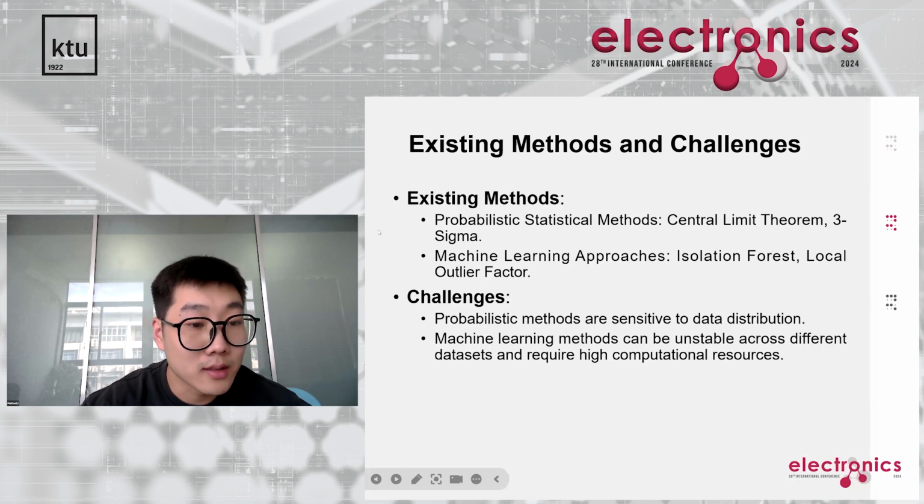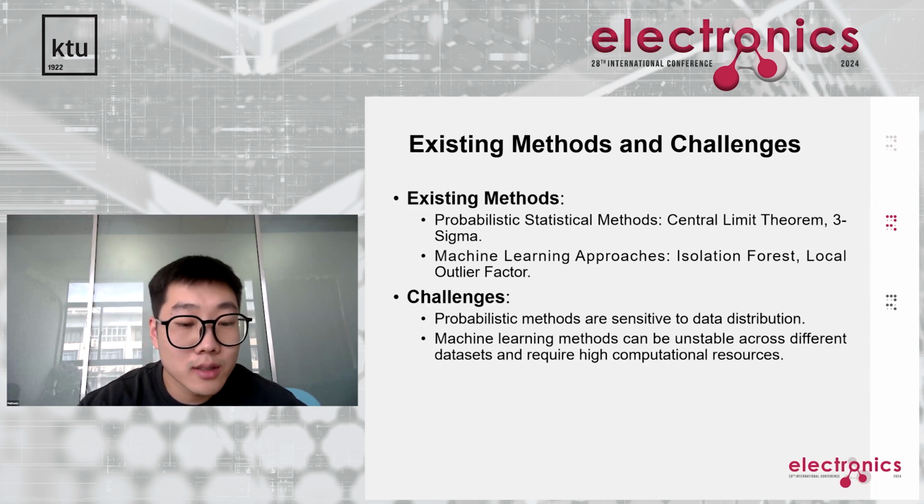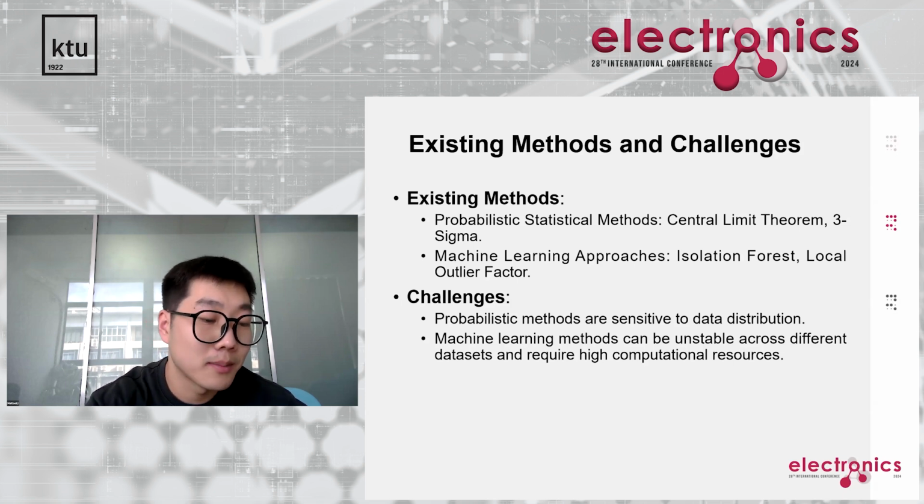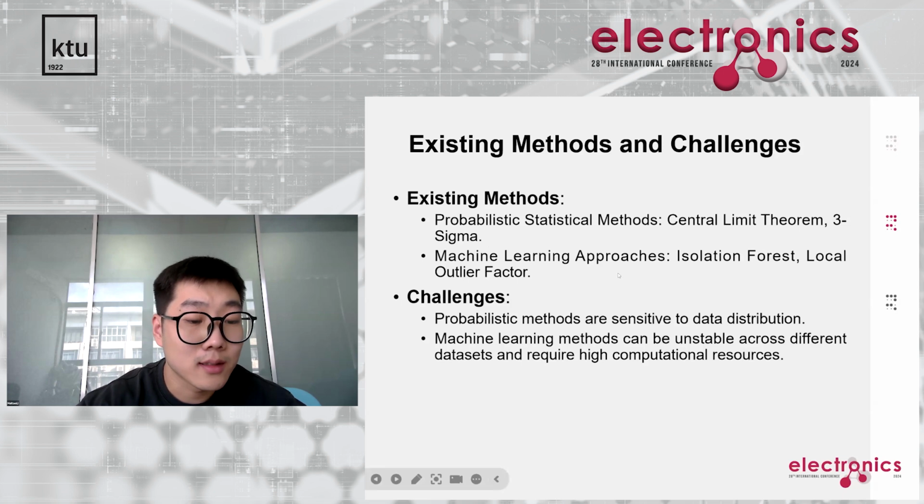There are many methods for finding outliers in PV data. Traditional methods like the central limit theorem and the 3 sigma method assume that the data is normal, but often this is not true because of the changes in the environment. Machine learning methods like isolation forest and the local outlier factor also have issues. They can be unstable with different datasets and require a lot of computing power. This shows the need for a better, more adaptable method.